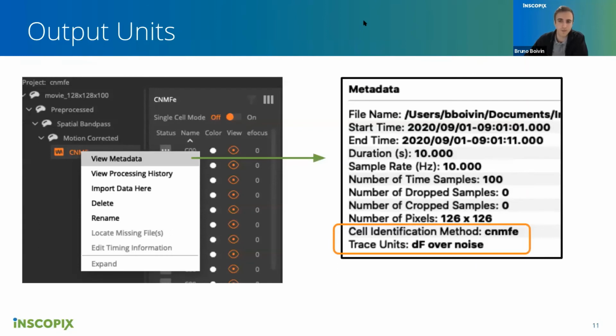Okay, maybe just another note on the output units. To make it clear where you can get more information about your output units, right-click a cell set in IDPS. We've added a couple of new metadata fields, and one of them is called cell identification method. That keeps track of what algorithm you used to identify your cells, in this case CNMFE. Underneath that, you'll see traced units, so we're keeping track of what the Y units are. If you ever forget which output units you used for this algorithm or this cell set, you can always look at the metadata and get that information.